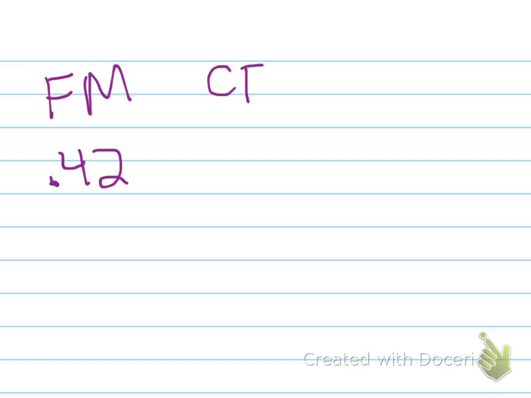Alright, reading question C. What is the probability of choosing fried mozzarella? So we do actually have fried mozzarella. That would be a probability of 0.42. Fried mozzarella, a cheeseburger. We have cheeseburgers. So cheeseburgers are a 0.62.